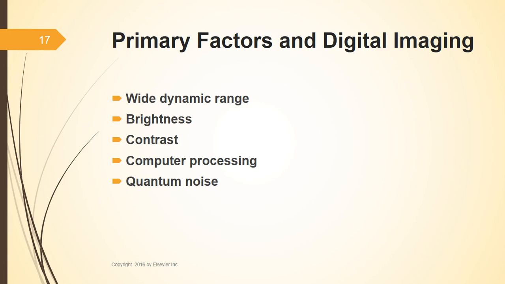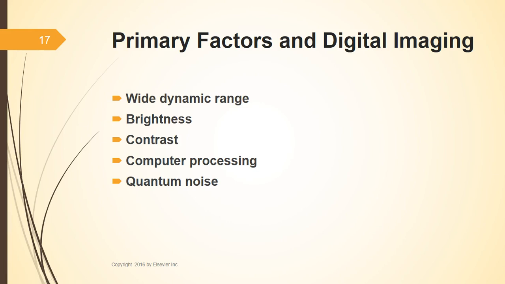So I said earlier, digital imaging does have a wide dynamic range. Brightness is your mass, contrast is your KVP. But in the event of too much mass or KVP, computer processing adjusts that brightness and contrast for you, but the patient can be overexposed. If you by chance have too little, the computer will still adjust it, but then you get something called quantum noise, and we'll talk about that for just a second.